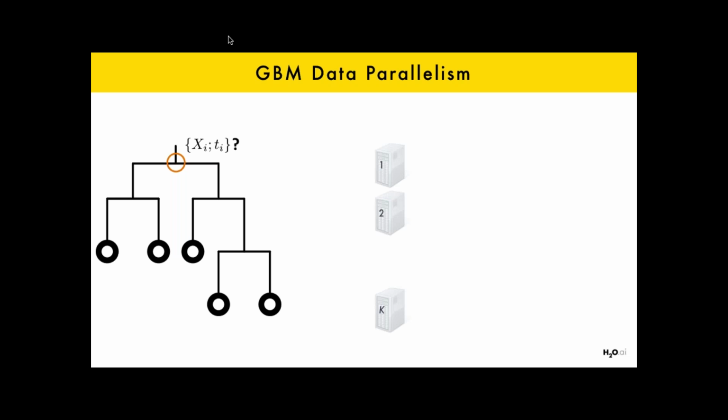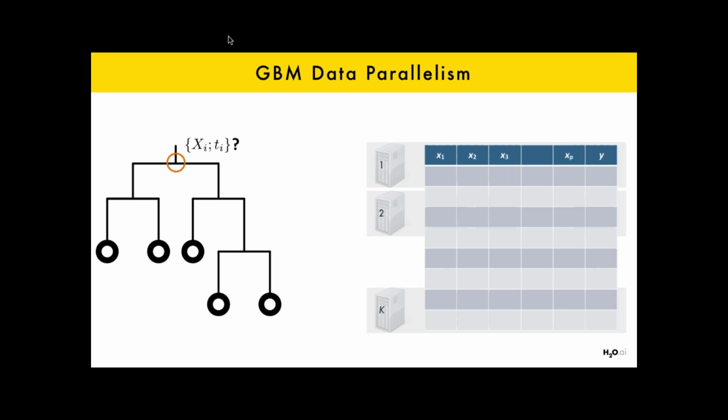So let's say I start at the top, and I say, okay, what variable am I going to split on? What should I pick? And once I figure out my variable, what value do I split at? So how do I cast this problem into something that can leverage parallelism? Well, you do it through data parallelism.